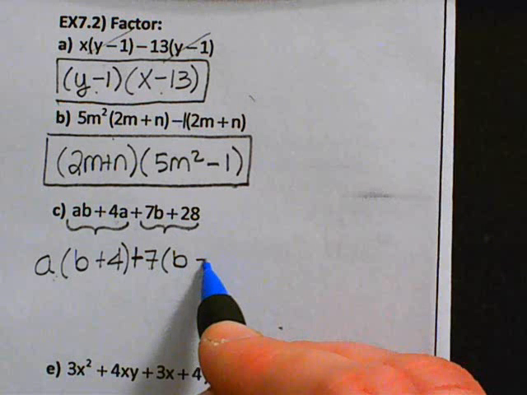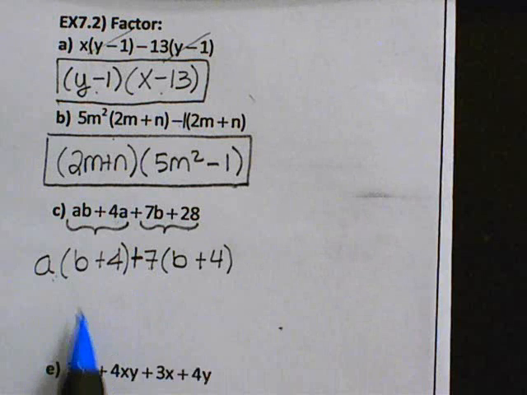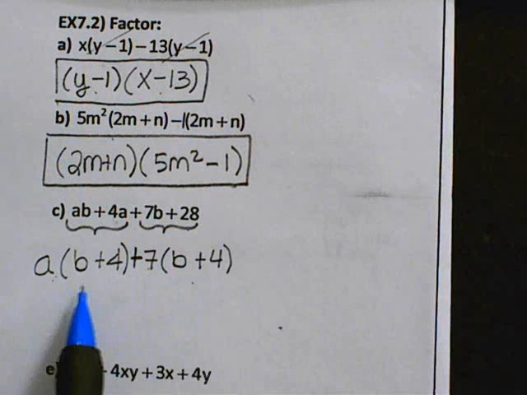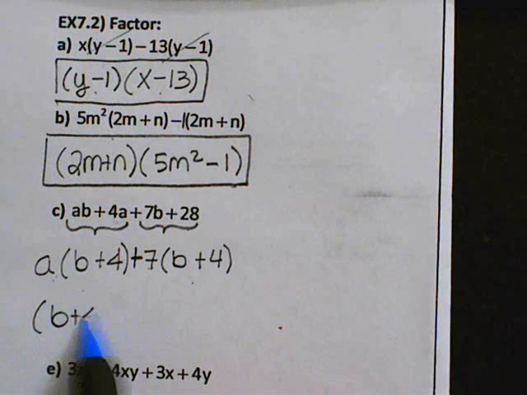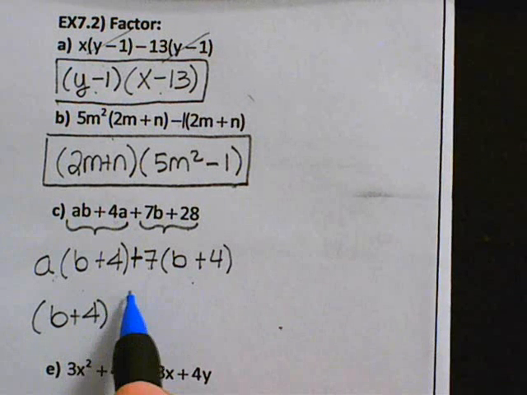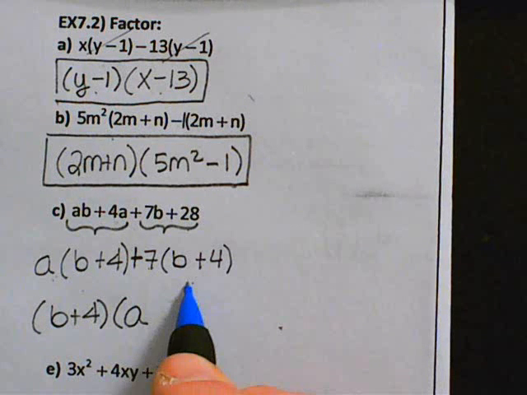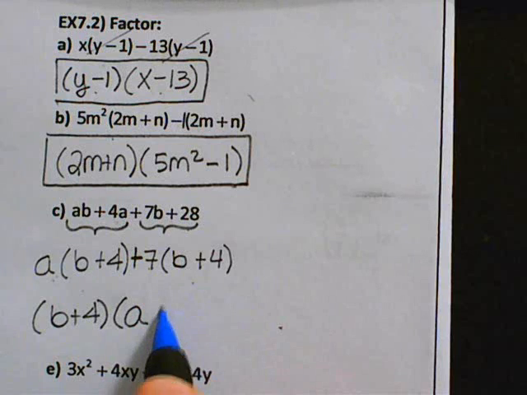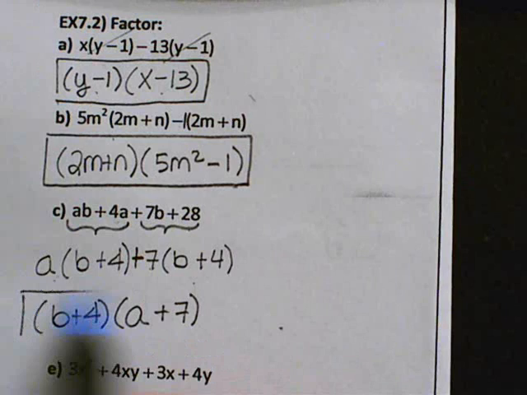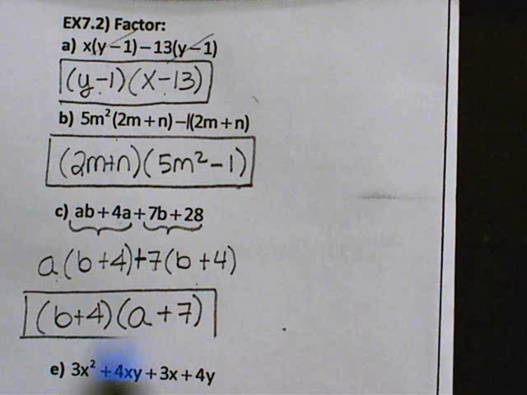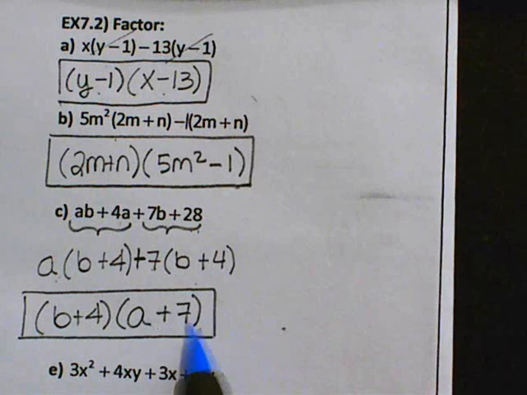Now would you look at that? By doing this, I have now two terms. What do they have in common? They have in common b plus 4. And if I remove the b plus 4 from the first term, what am I left with? I'm left with a. And if I remove b plus 4 from the second term, what am I left with? I'm left with the 7. And that is my answer for this problem. I was able to factor this into this. Let's try the next problem.